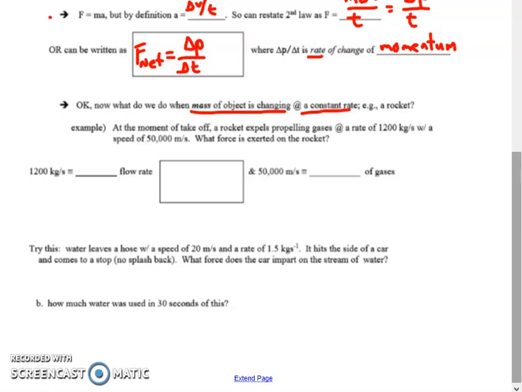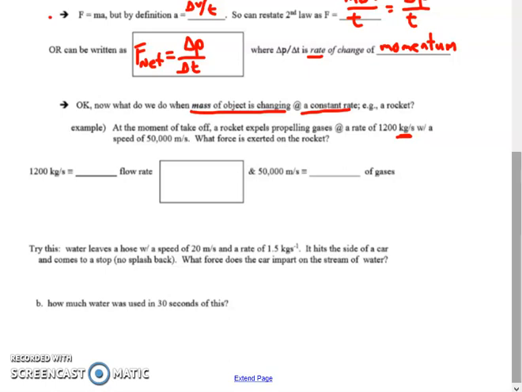So let's say at the moment of takeoff, a rocket expels propelling gases at a rate of 1,200 kilograms per second. So that's brand new to us. We've never seen something as kilograms per second, with a speed of 50,000 meters per second. So the rocket's expelling gases at a very high speed and at a rate of 1,200 kilograms per second. We can ask what force is exerted on the rocket, because that's going to determine how quickly it takes off.